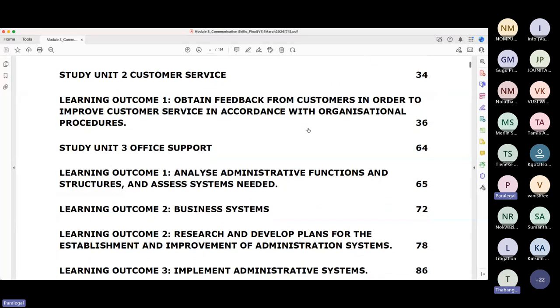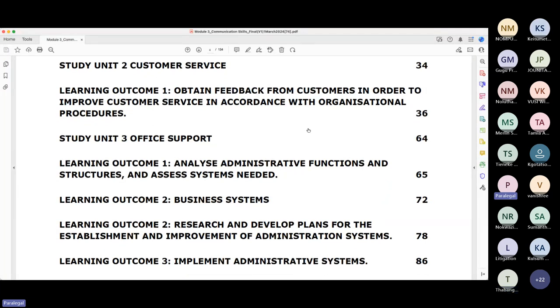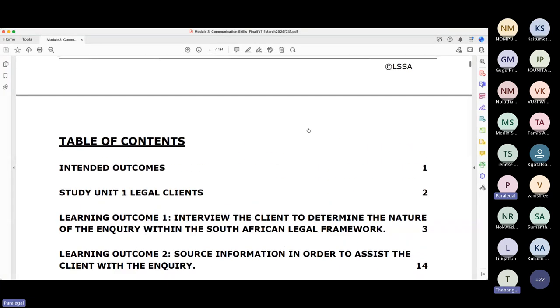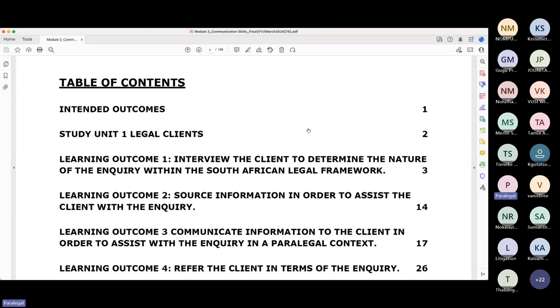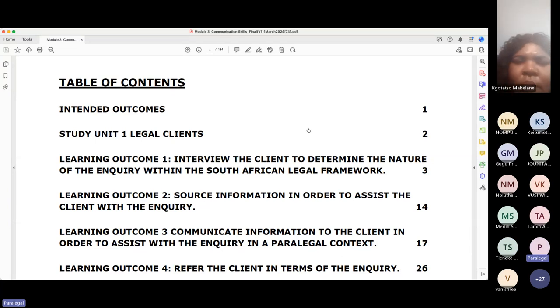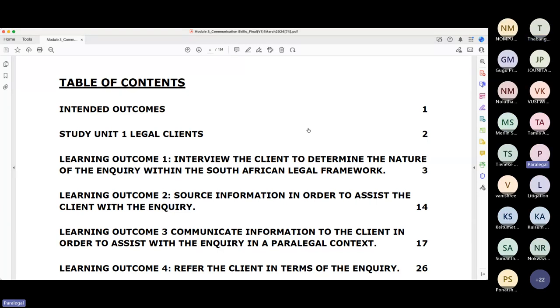And you will then move over, you look at study unit 2. At study unit 1, it looks more like customer service, of course, already. But at this point, what we are trying to get you to do is to say, there will be a client in front of you. And when there is a client in front of you, what is expected of you and what you should do. You'll see that what we will discuss will be more administrative.